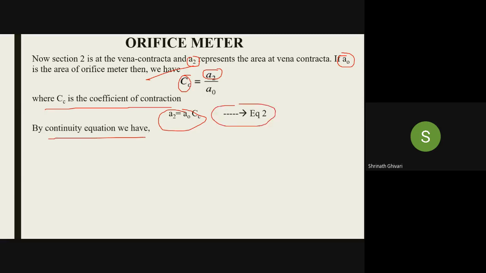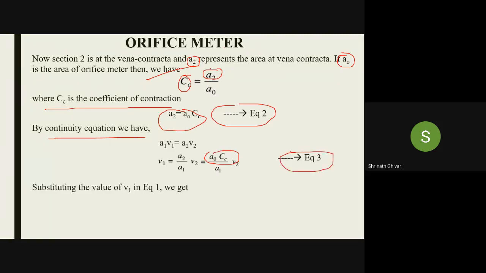Now by the continuity equation, A1 V1 equal to A2 V2. So V1 equal to A2 by A1 into V2. We are taking A2 as A0 Cc, so V1 equal to A0 Cc divided by A1 into V2. This is our equation 3. Now substituting the value of V1 in equation 1, where V2 equal to square root of 2gh plus V1 square, I have to substitute the whole A0 square Cc square V2 square divided by A1 square.